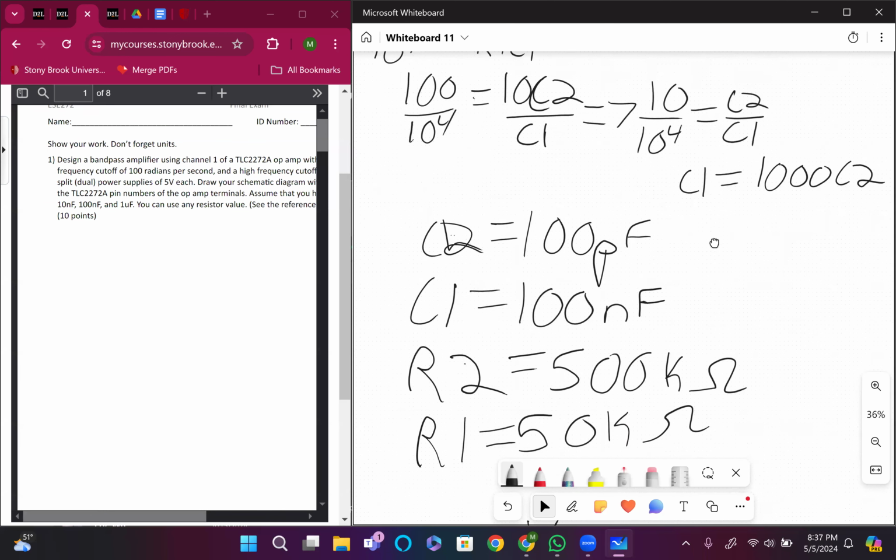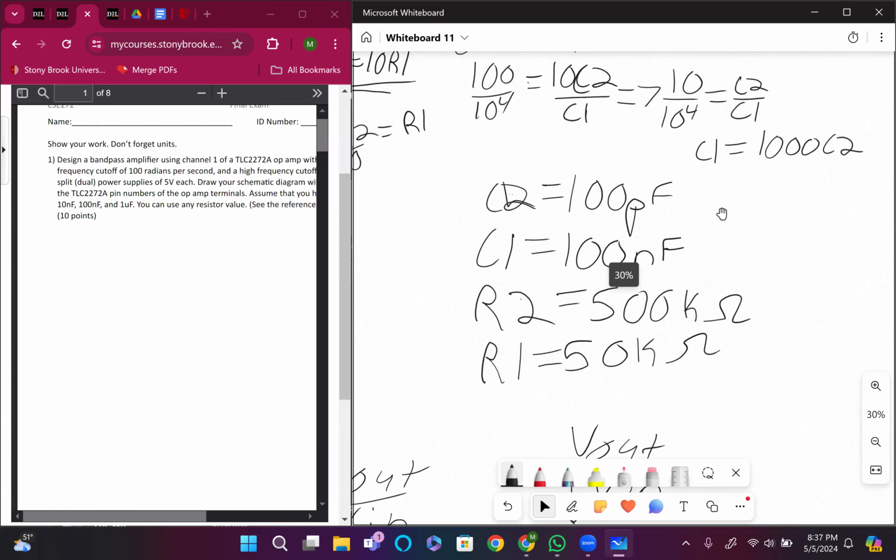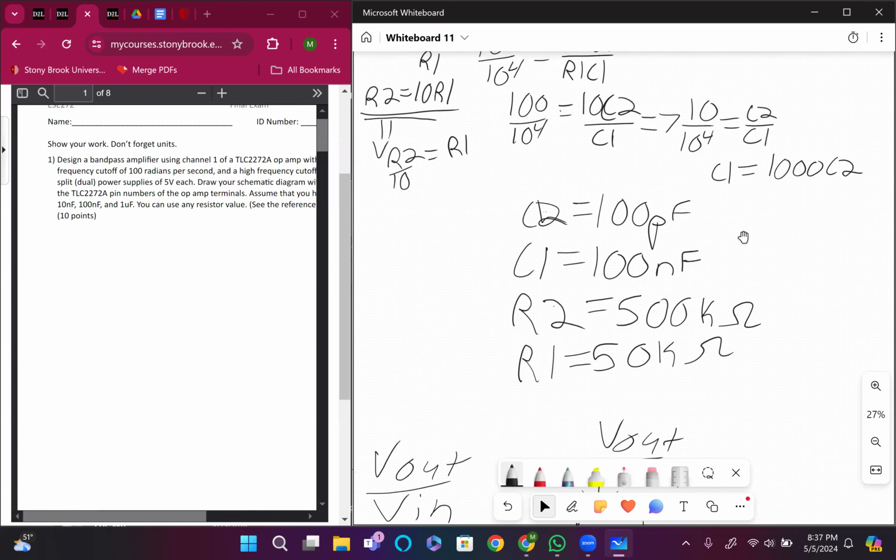Now R2 is 10 times R1. Since we can choose any resistor value, I decided to choose 500 kiloohms for R2 and 50 kiloohms for R1. Now onward to the second question.